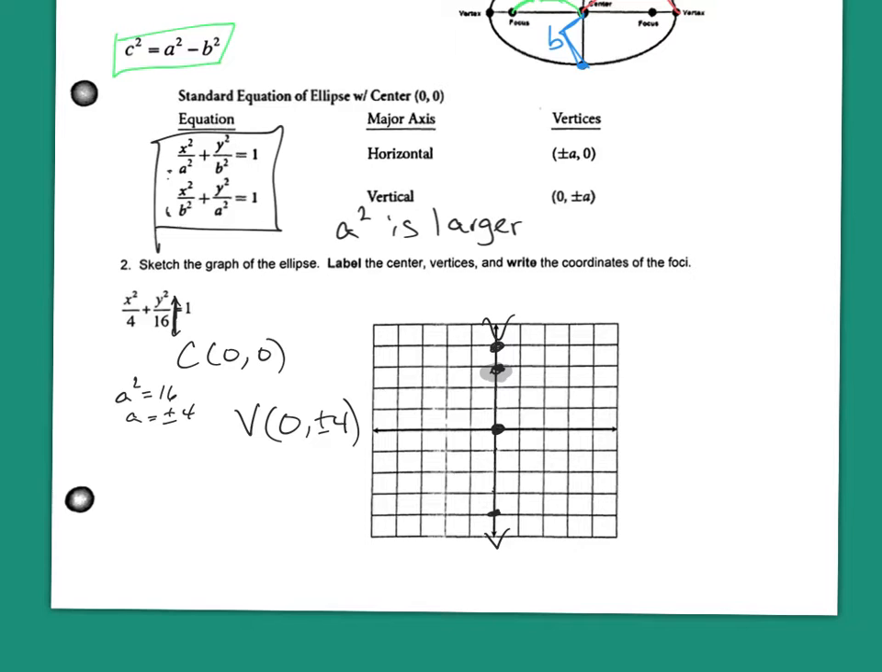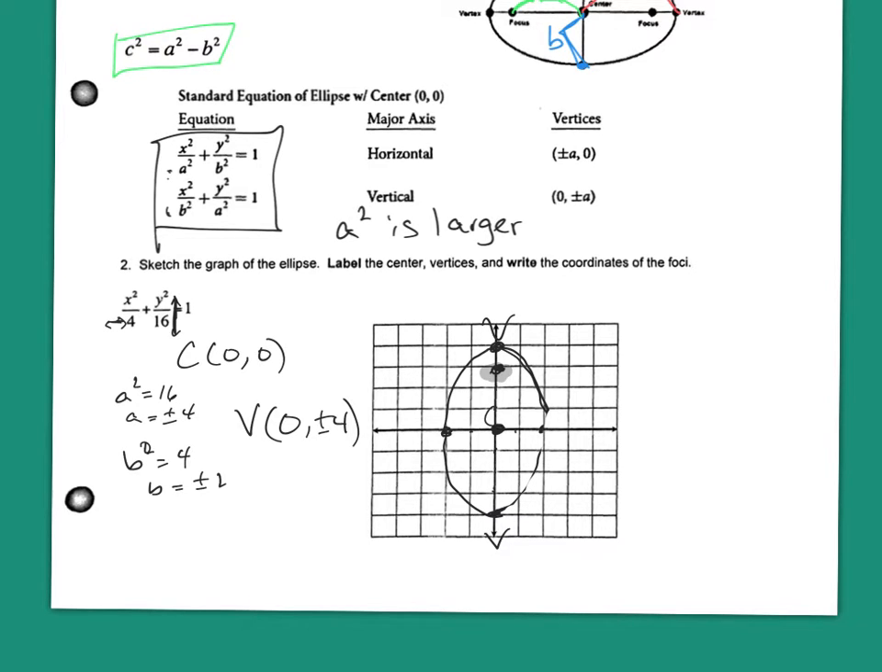So if we look at B squared, that's the little smaller one. B squared is 4, which means B is plus or minus 2. That's underneath the X, so that means we're going to go left and right 2 from the center. There's all of your points, and you just draw the ellipse. Oops, missed. Missed again.